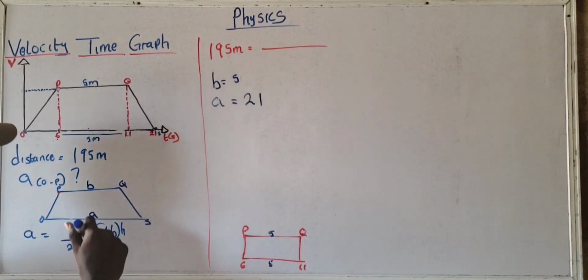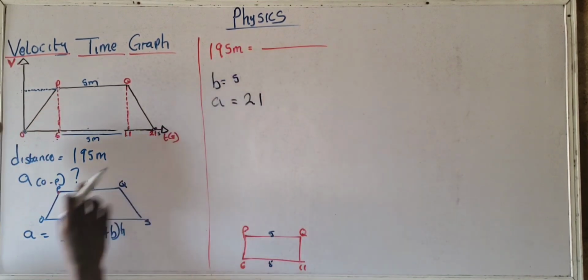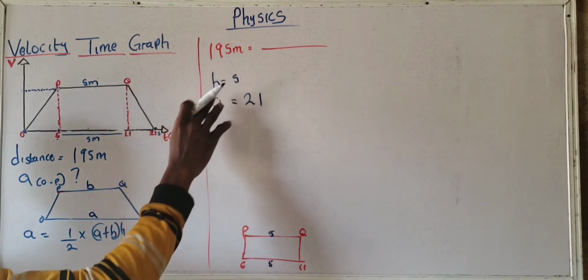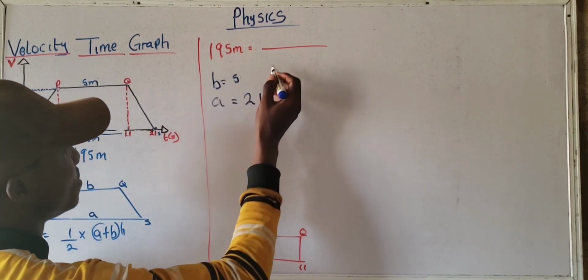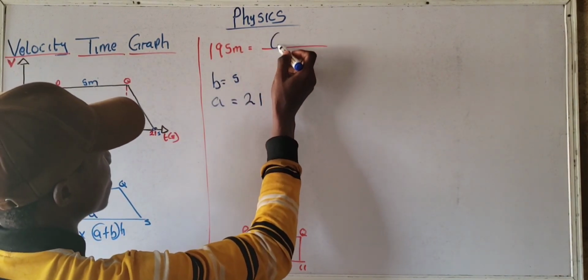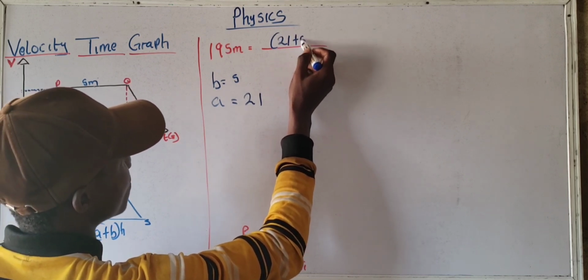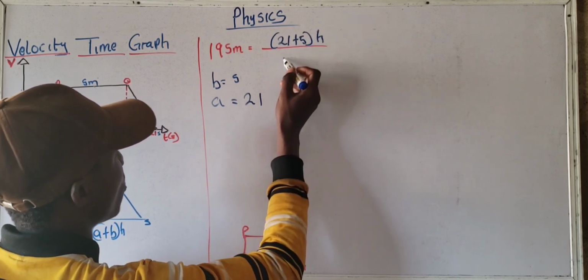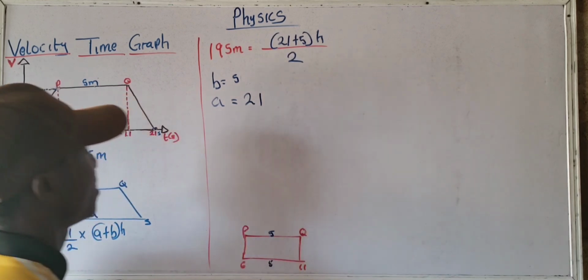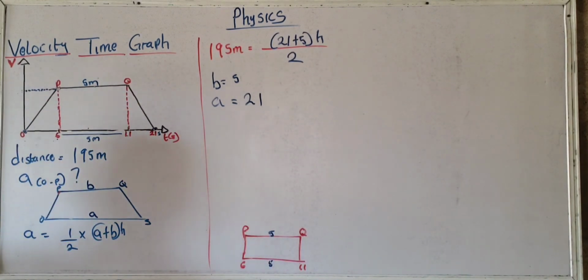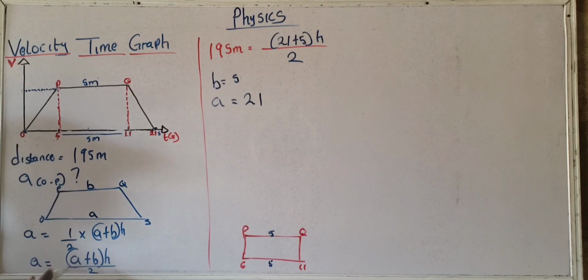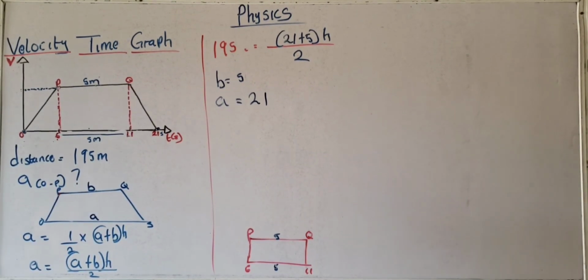Now let's calculate. Area, which is 195 meters, is equal to A plus B, that is 5, 21 plus 5, multiplied by h all over 2. You understand? You see, this formula can be written as A plus B multiplied by h divided by 2. If you multiply half by this, you are still going to have this. Okay, so let us proceed.